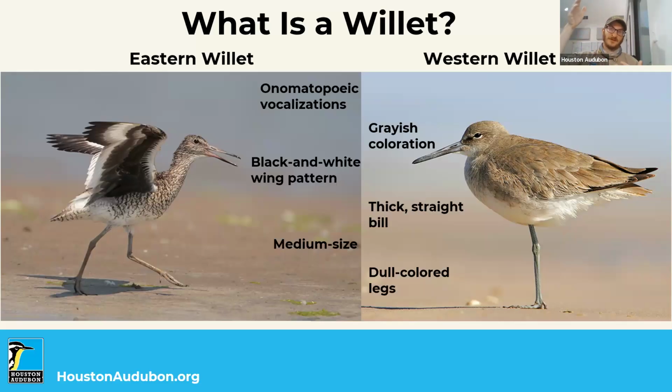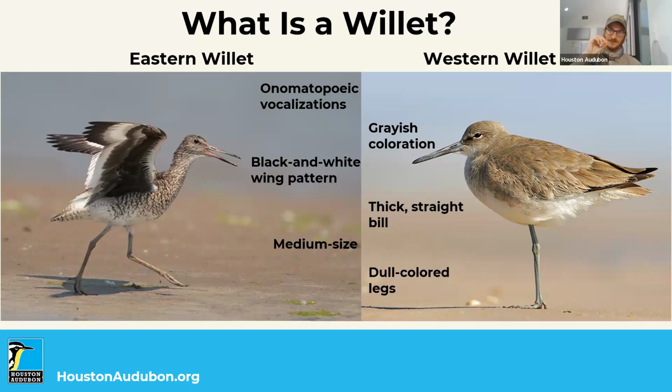They're going to be smaller than a godwit or a curlew, but about the size of a greater yellowlegs, maybe a little bit smaller. They're very chunky. They have these pretty thick-based bills that taper to varying degrees depending on the subspecies, and they have dull-colored legs.